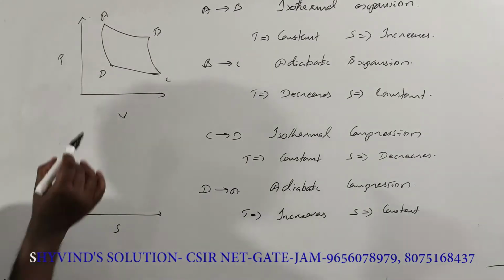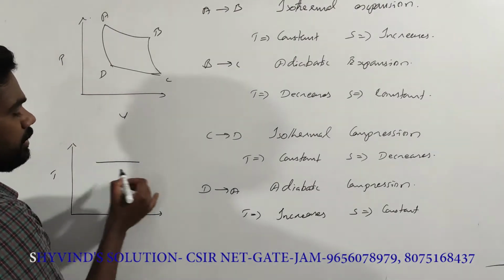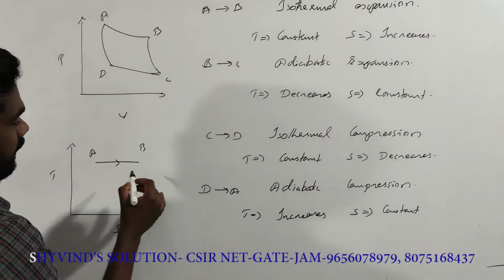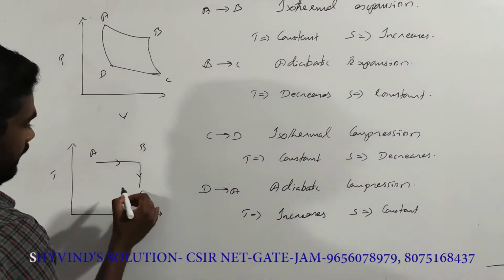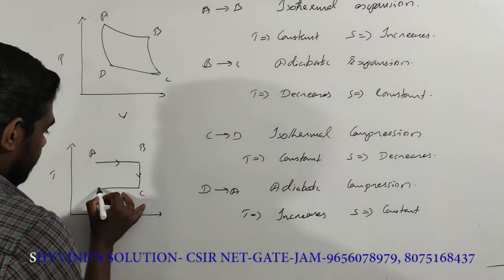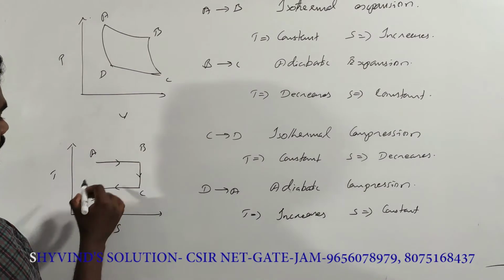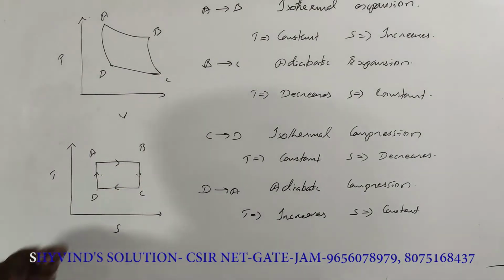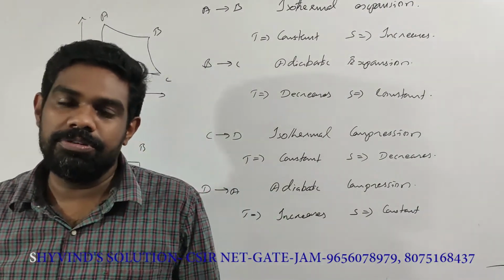first process is A, temperature remains constant and S increases, so it will be like this, A to B. Okay, then next temperature decreases, S remains constant, so B to C will be like this. Next process, temperature constant, S decreases, so it will be like this. Okay, D. And last process, temperature increases, S remains constant, so it will be like this. So this is the temperature-entropy curve, so the answer is option B, second option.